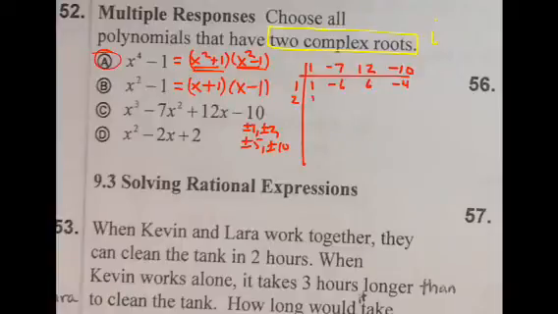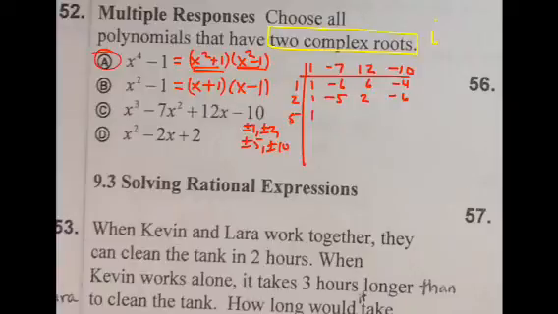2. Bring down the 1. 2 times 1 is 2. Minus 7 is negative 5. 2 times negative 5, negative 10. Plus 12 gives you 2. 2 times 2, 4. 4 minus 10, negative 6. So that one doesn't work.